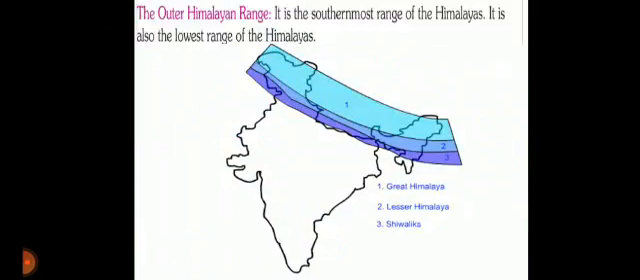The next one is the Outer Himalayan range, also known as Shivalik. It is the southernmost range of the Himalayas, and it is also the lowest range of the Himalayas. The foothills of the Himalayas called Shivaliks have thick forests. These forests are home to many wild animals.